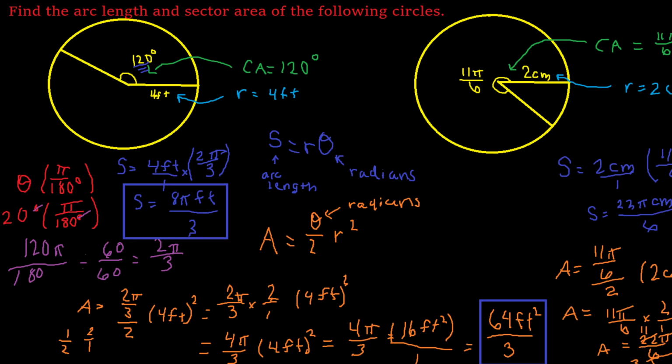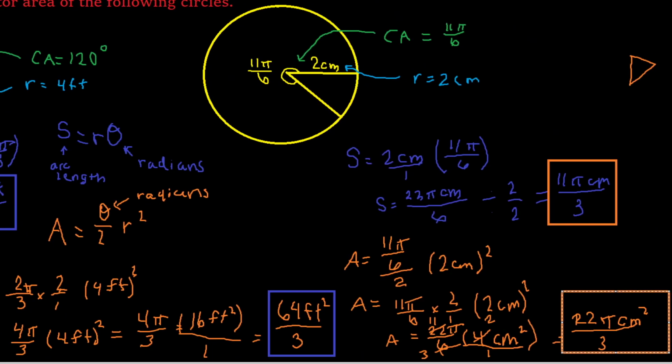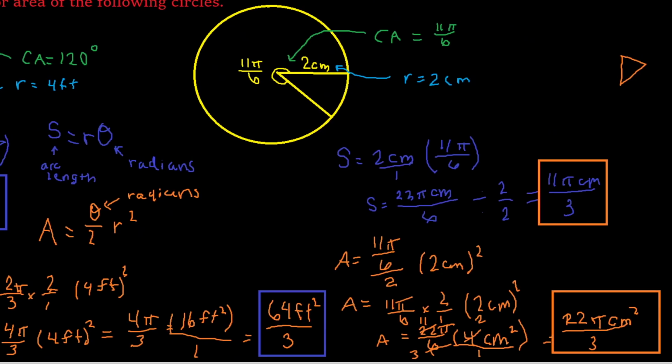I notice you guys can't actually see it, so I'm going to go ahead and move it over so you actually can see the answers I just gave you. Again, when we're doing our arc length, we have 2 centimeters times 11 pi over 6. We just set the 2 centimeters over 1. We do 2 times 11, which is 22. And then we do pi centimeters divided by 6. Well, we had something that's divisible by 2, and we could simplify, so we divide the numerator by 2 and the denominator by 2, and we get 11 pi centimeters over 3.